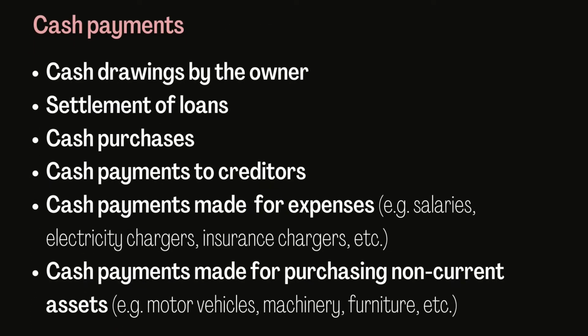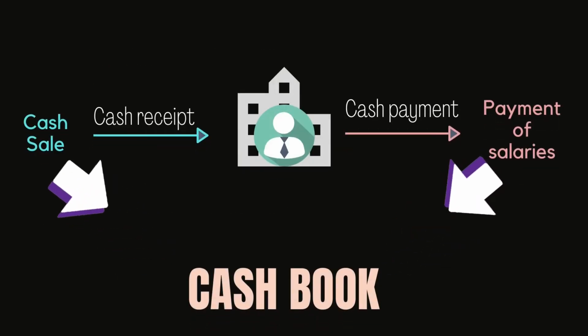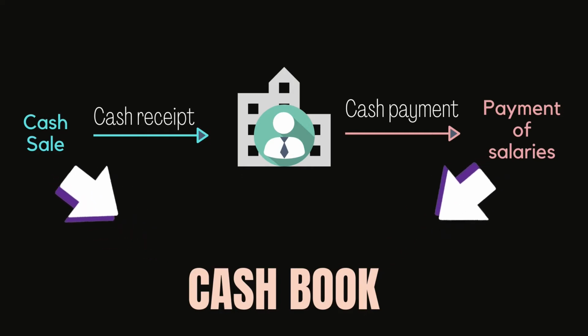Then what are the examples of cash payments that a business makes? Cash drawings, settlement of loans, cash purchases, cash payments to creditors, cash payments made for expenses, and also cash payments made for purchasing non-current assets, etc. So remember, the cash book is used to record cash receipts and cash payments of the business.